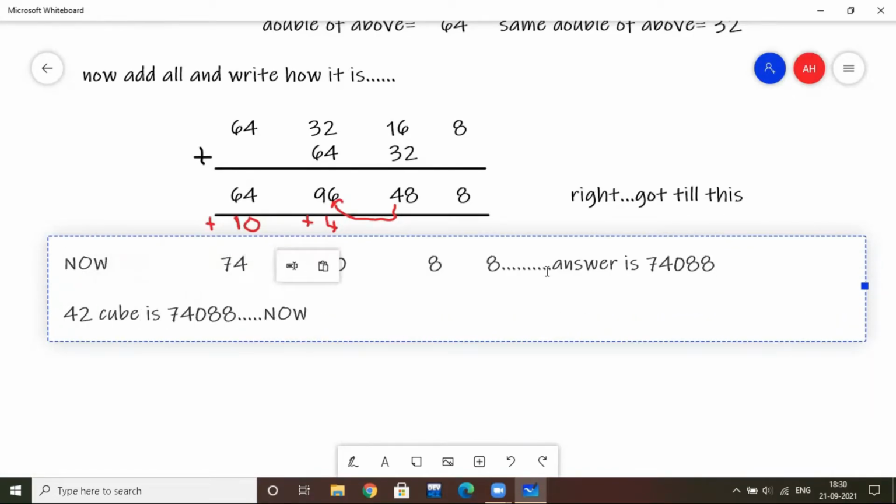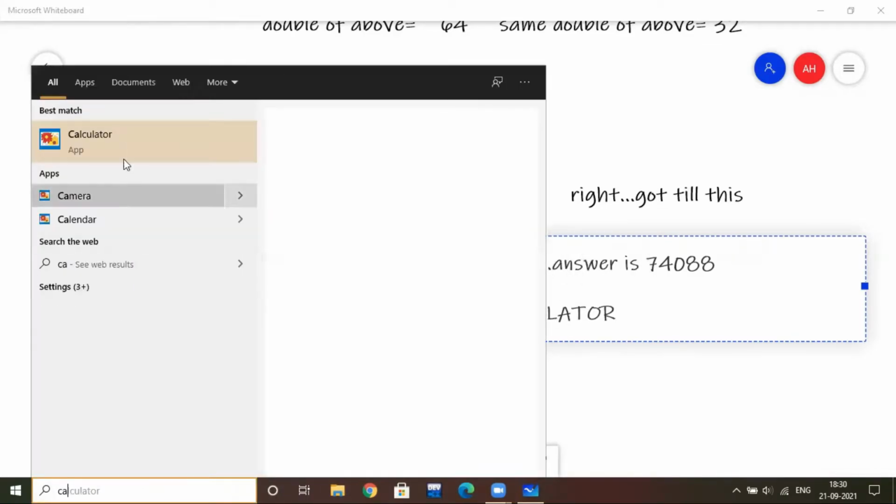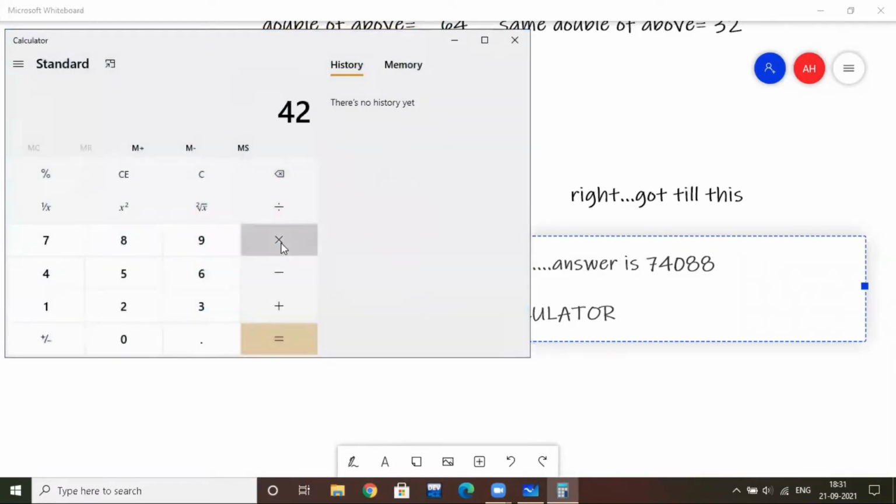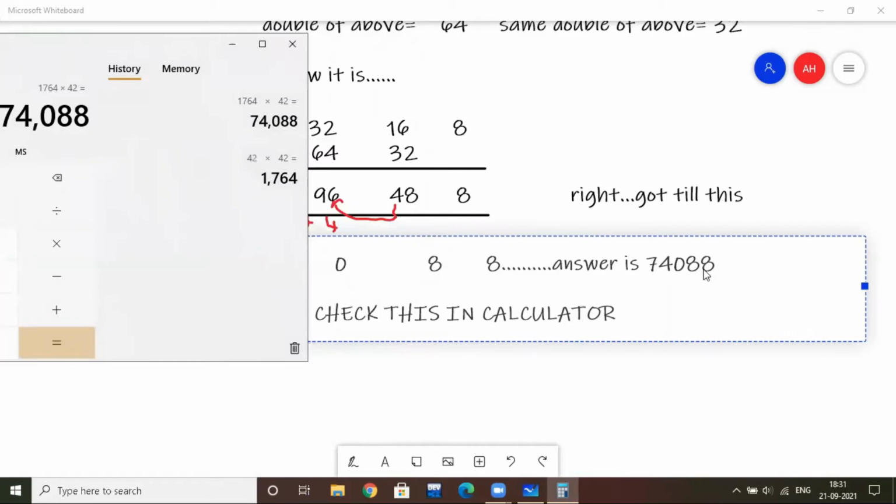Okay, what is 42 cube? It is 74088. Okay, now check this in the calculator. I have opened the calculator. 42 into 42 into 42. Yeah, we got the right answer, 74088.